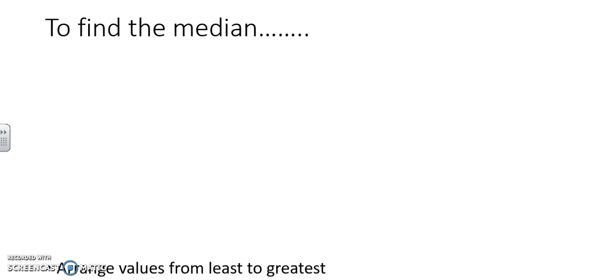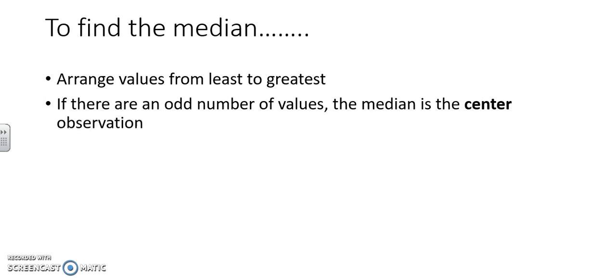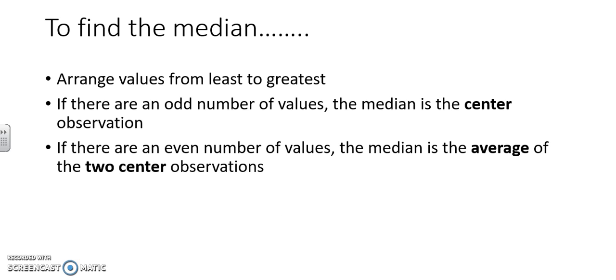But how do we go ahead and find the median? To find the median, we have a few steps. Arrange the values from least to greatest. If there are an odd number of values, the median is the center observation. While if you have an even number of values, the median is the average of the 2 center observations.